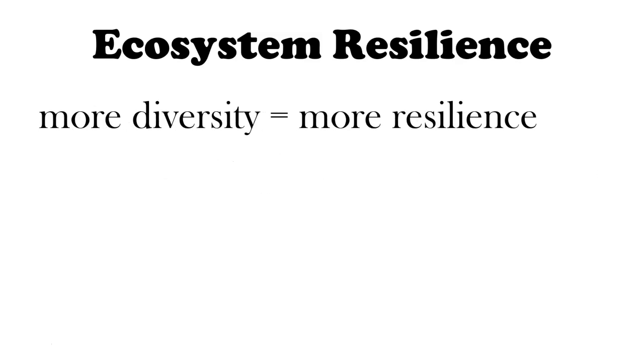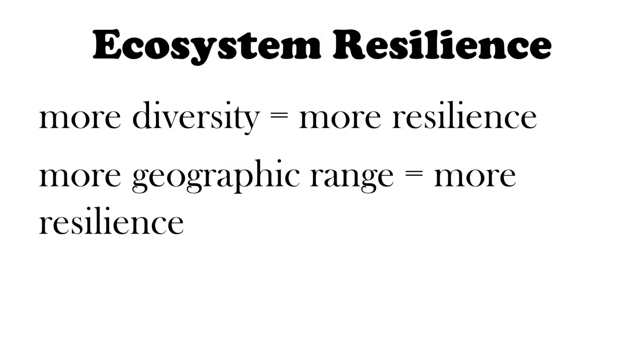In broad terms, the more diverse or complex an ecosystem is, the more resilient it tends to be, as we have more interactions between different species within that ecosystem. If we think about resilience in terms of individual species within an ecosystem, the more geographic range that a species can exist in, the more resilient that species tends to be, as it wouldn't be affected by, for example, something like climate change.